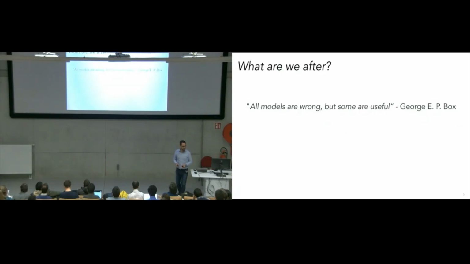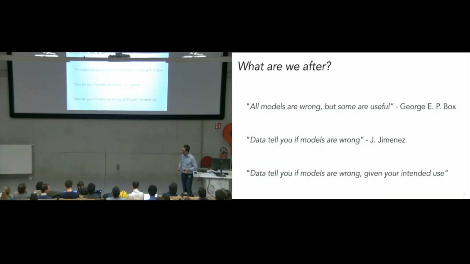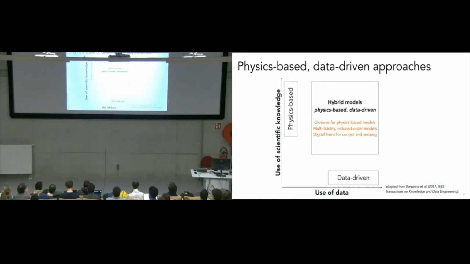Also, you're probably familiar with this quote from the statistician George Box: all models are wrong, but some are useful. Professor Jimenez, whom I don't see here, also taught us on Monday that the data will tell us if the models are wrong. But I would add something to this sentence: the data will tell you if the models are wrong, given the intended use of the model, the objective that you have for your model. This is very important because there isn't a best model. There is a model that is useful for your application.